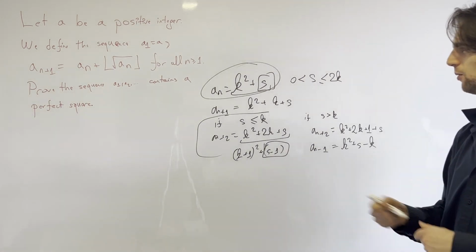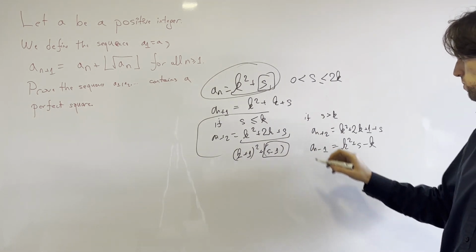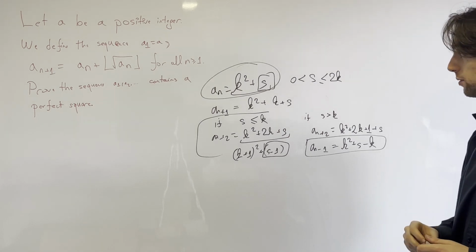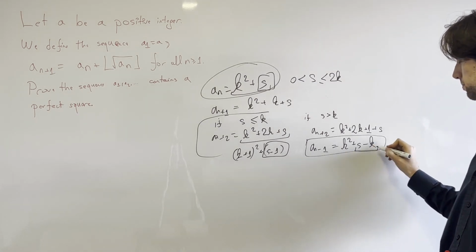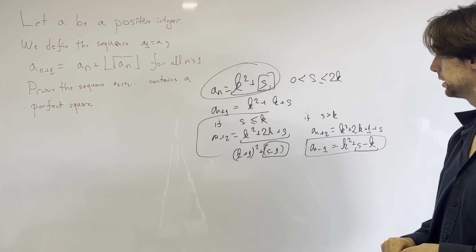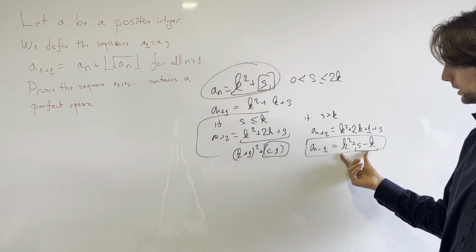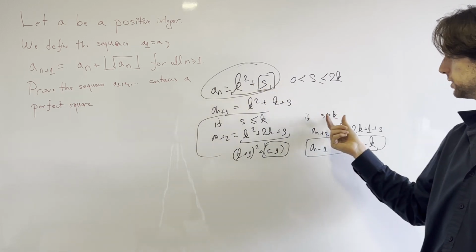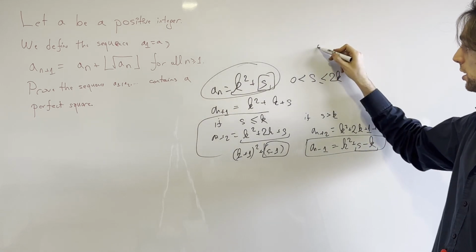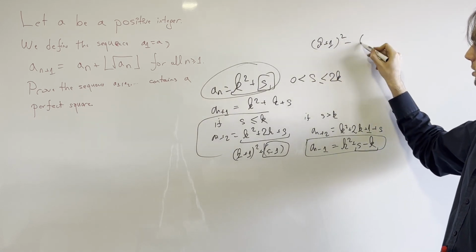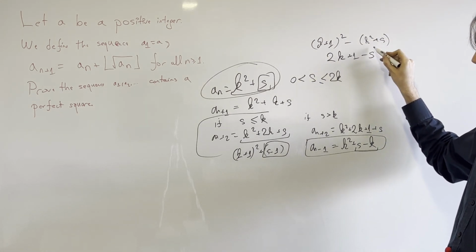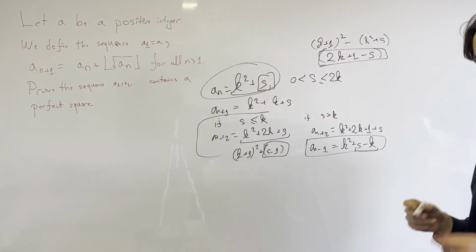Okay? Now in this other case, how much was it away from a square here? And the answer is here, it was s minus k steps away from being a square. Now, a_{n-1} was s minus k steps away from being a square. But here, because s was greater than k, how far away was it from (k plus 1) squared? It was (k plus 1) squared minus k squared minus s, which was 2k plus 1 minus s. It was this much away from being a square.